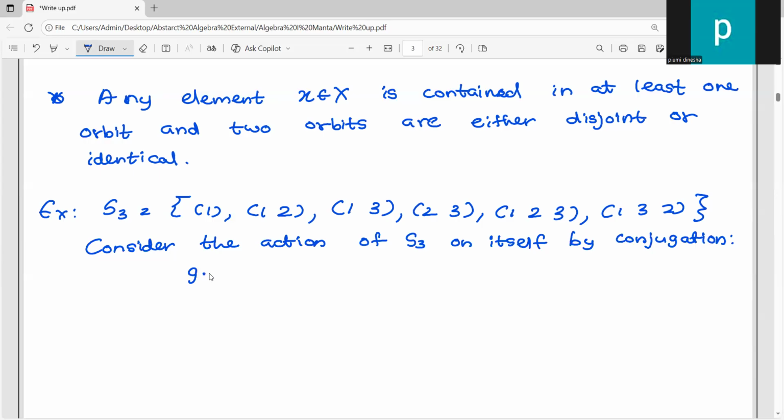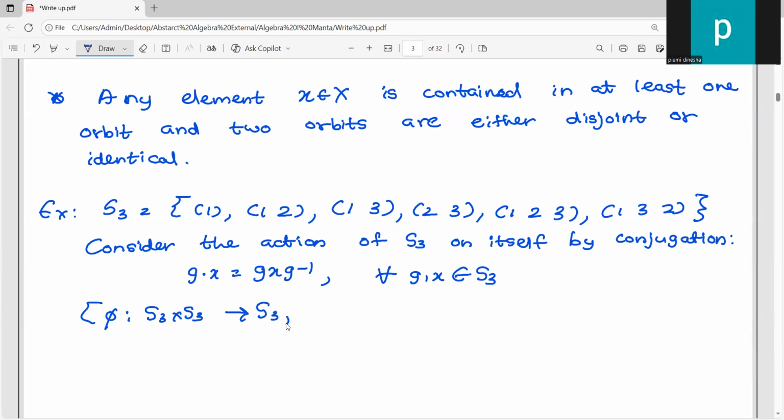That means we have g · x simply to be g x g inverse. We did this example last time, right? For all g, x that you take from S3. Now remember, S3 is acting on itself by conjugation. So when you define this map, it is from S3 cross S3 to S3, given by phi of (g, x), which is simply written as g · x = g x g inverse, which is what we call conjugation.